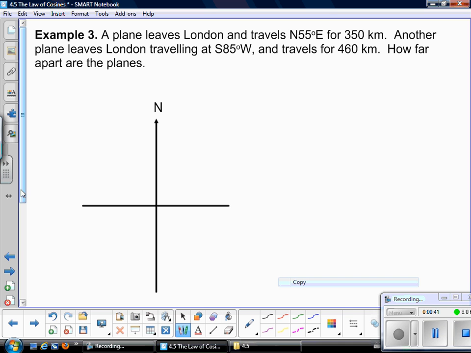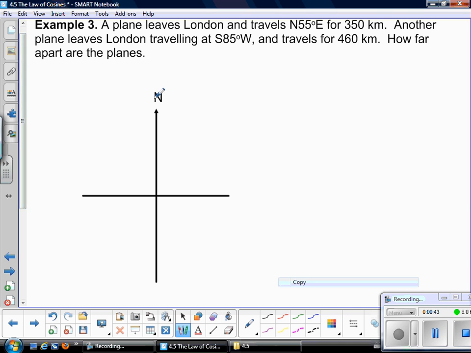So what I've done here is I have north, obviously this would be south, this would be east, and obviously here would be west. So where is London? London is right in the center. And obviously we have right angles all across here.